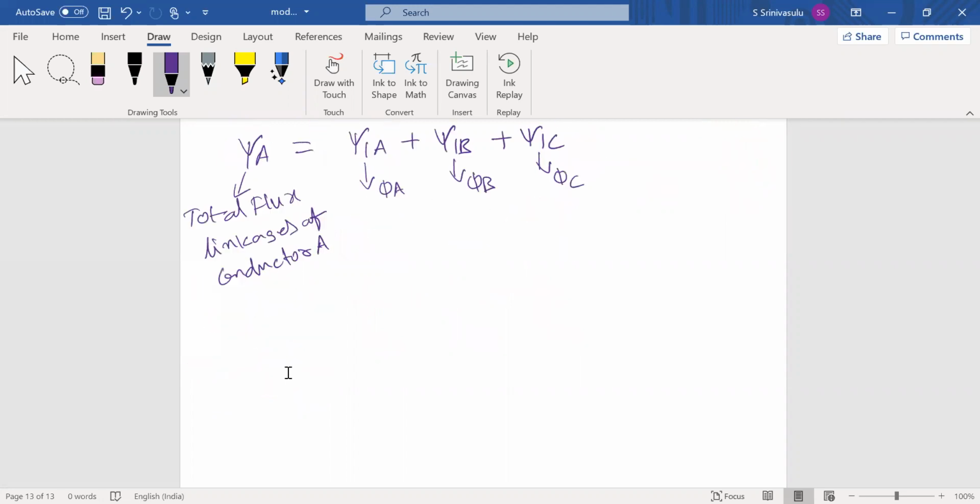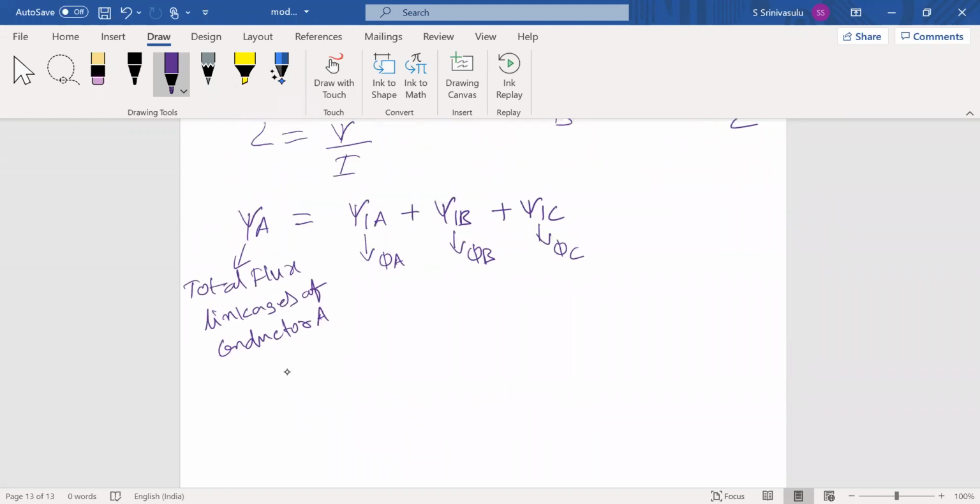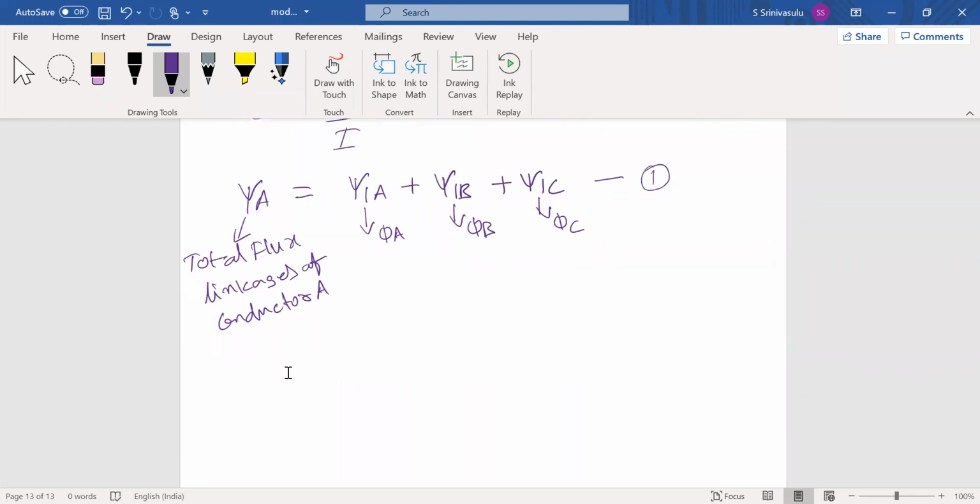Now individually we have to find psi 1A, psi 1B and psi 1C, and substitute these values in this equation to get the total psi A. For that, first I am finding psi A equal to psi 1A plus psi 1B plus psi 1C.